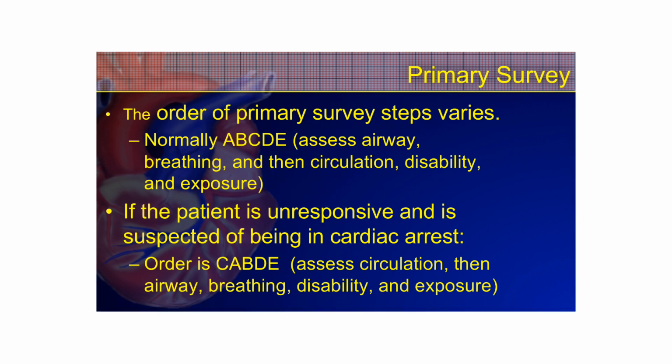The order of steps in the primary survey is normally your ABC, but if the patient is found unresponsive and is suspected of being in cardiac arrest, the order changes to your CABDE. So if your patient's unresponsive, you're going to check for a pulse first. If they're responsive, of course, you check airway first. So that's the difference, and we know that from the American Heart Association and from CPR.